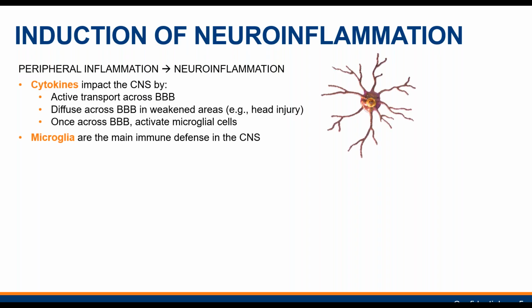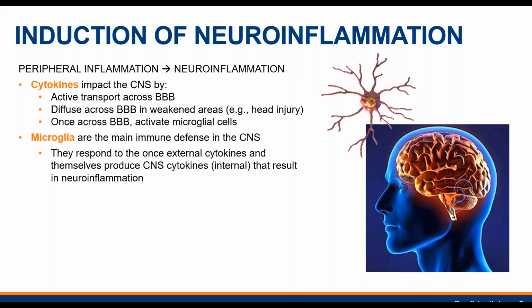And microglia are such a hot topic in the world of neuroscience right now, and they have been for the past 5 years to a decade. And really, these guys are the main immune defense in the central nervous system. They're going to respond to what were once external cytokines, and then themselves produce internal cytokines that result in neuroinflammation. So really, you can think of the microglia as the macrophages of the brain.